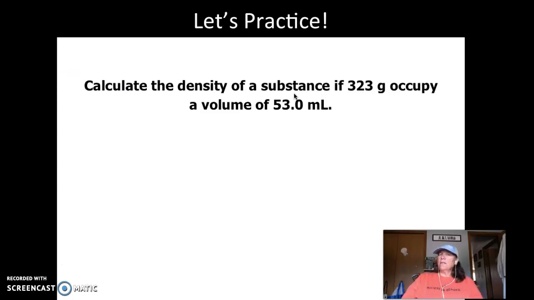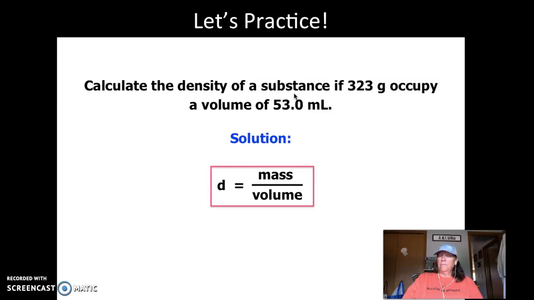I have the mass, 323 grams, and I have the volume. So I said mass divided by volume. Okay, so 323 divided by 53. And the other thing I have to remember is when I get my answer, this has 3 significant figures and this has 3 significant figures. So I have to make sure my answer has 3.